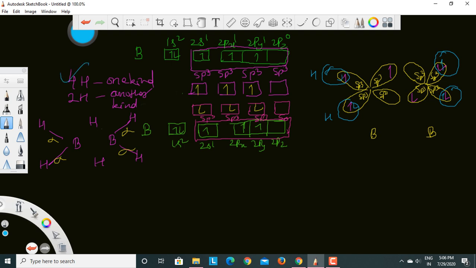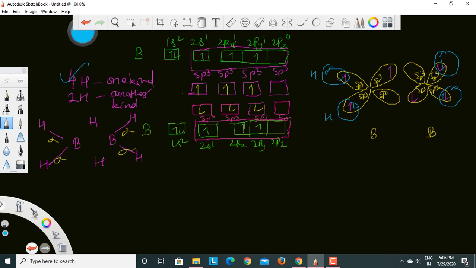So 2 hydrogens of another kind, how will that be? If we take one more hydrogen in the middle, that hydrogen can form a bond with this side. Then how will this be bonded? And suppose we keep one more hydrogen here, that hydrogen will make a bond with this. But then this will be BH3 separated, this BH3 separated. But B2H6 exists. So how does B2H6 exist?